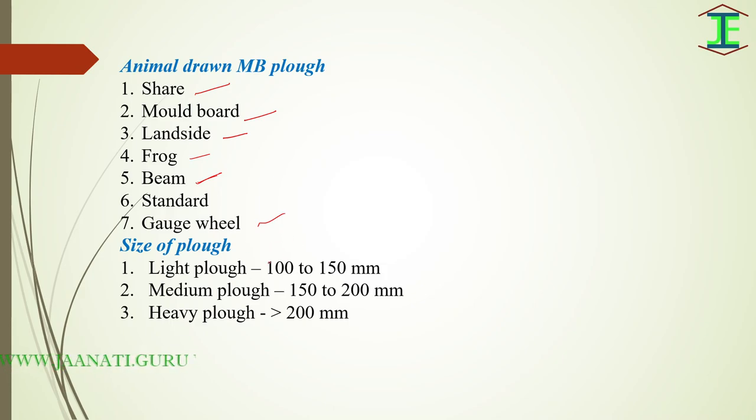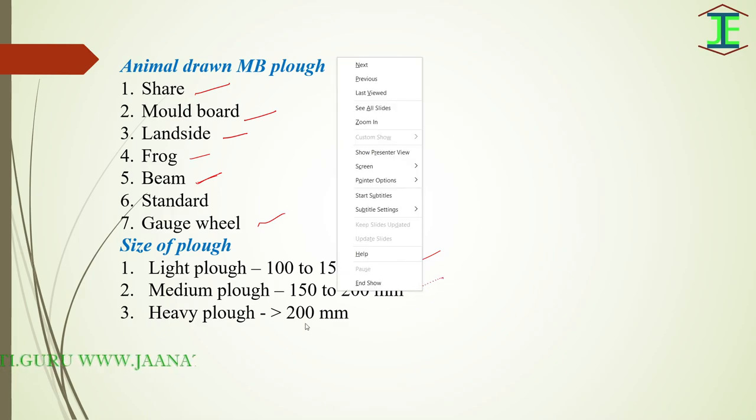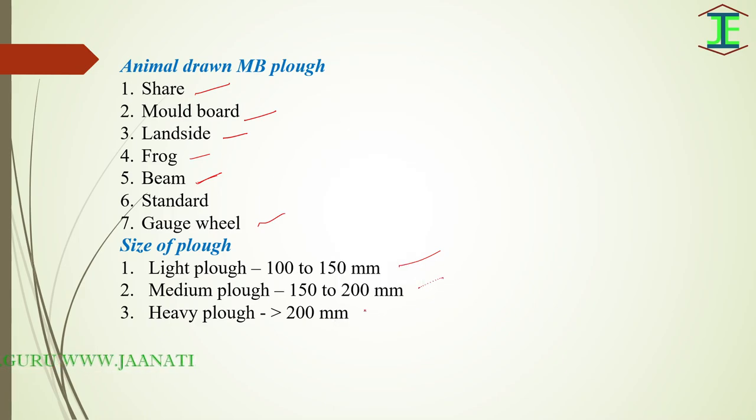And depending upon the size, plows are classified as light, medium and heavy. If the width of cut is about 100 to 150 mm, then it is a light plow. If the width is 150 to 200 mm, it is a medium plow. And if the width is greater than 200 mm, then it is a heavy plow.